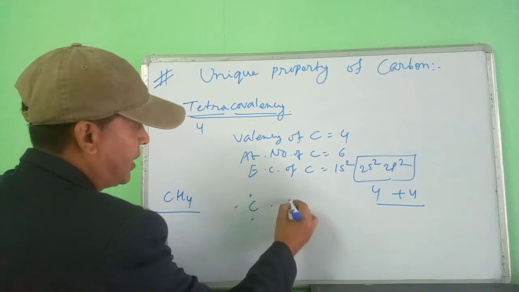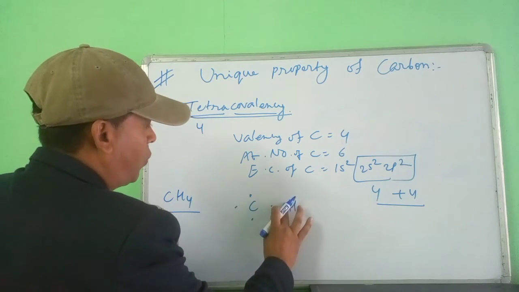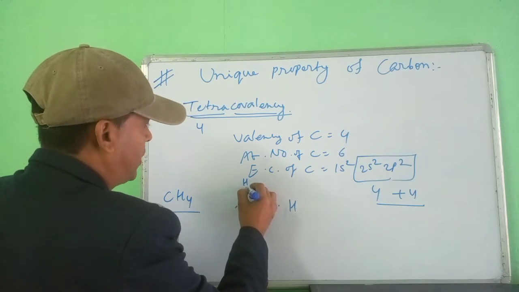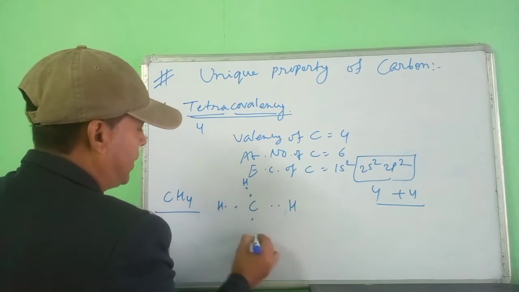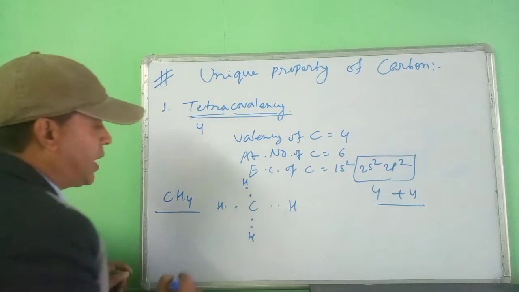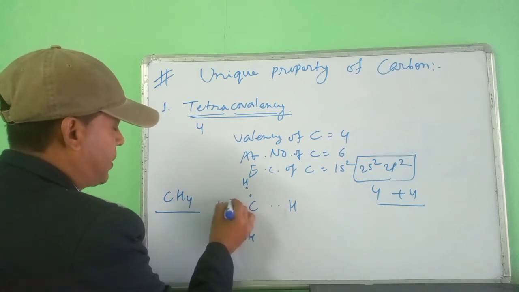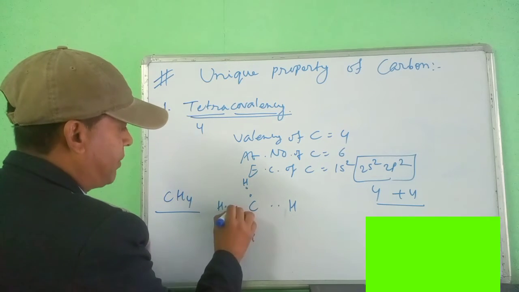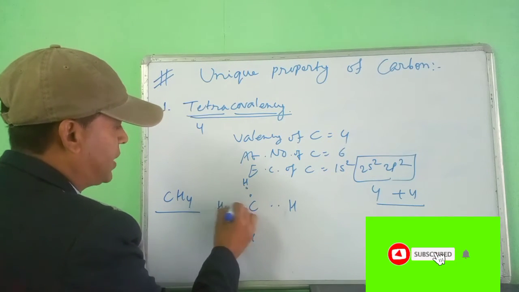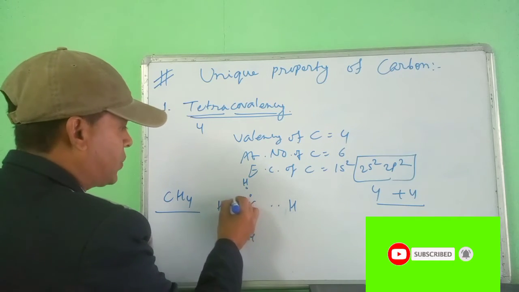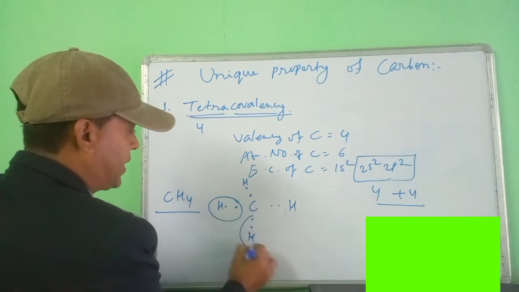Now we can see an example, suppose methane. Carbon has 4 electrons and hydrogen has only 1 electron. So mutual sharing of the electron takes place. Suppose 1 electron of the carbon and 1 electron of the hydrogen are mutually shared, making a bond called the covalent bond. So this type of phenomenon takes place.